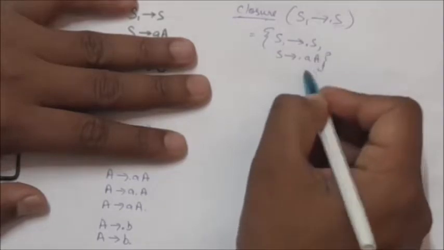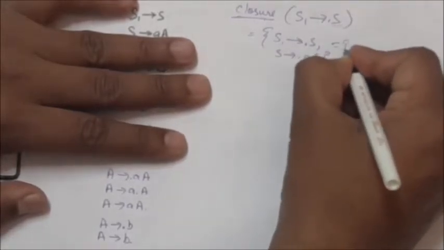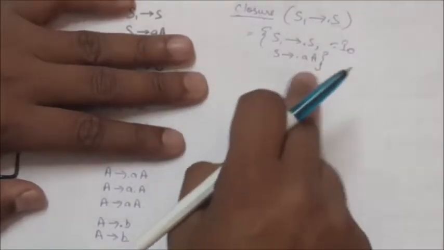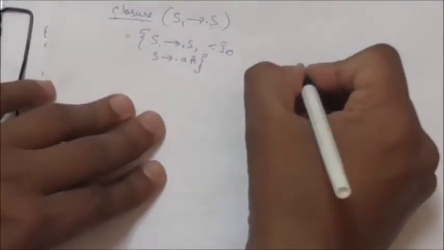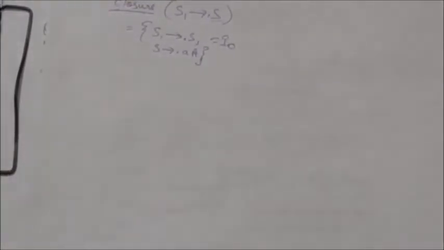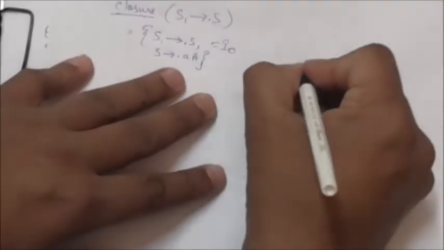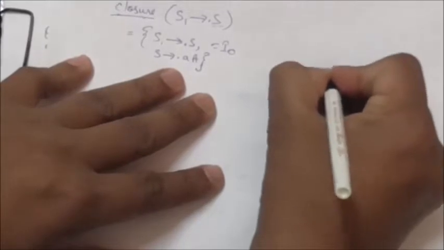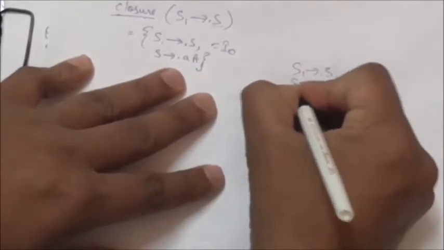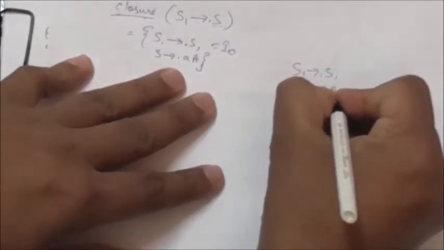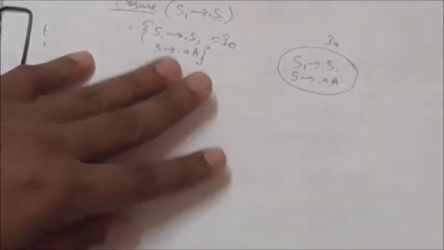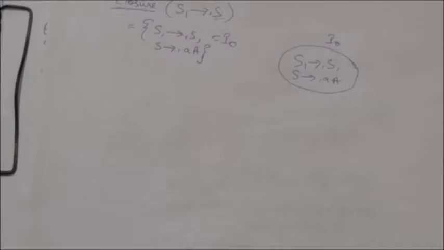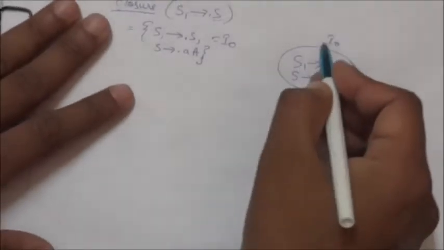So this set of items, suppose it is called I0. It will be the initial state of the DFA. Here I am constructing this initial state of the DFA, and it is I0. Now we have to find the transitions of I0.